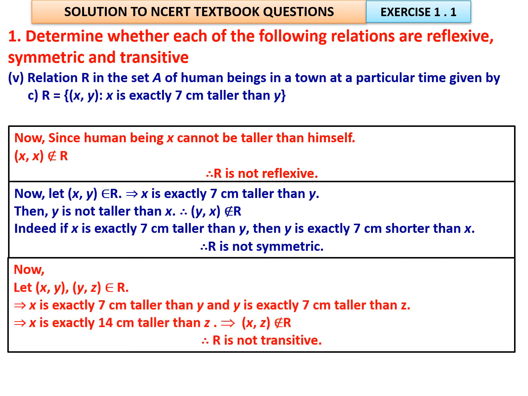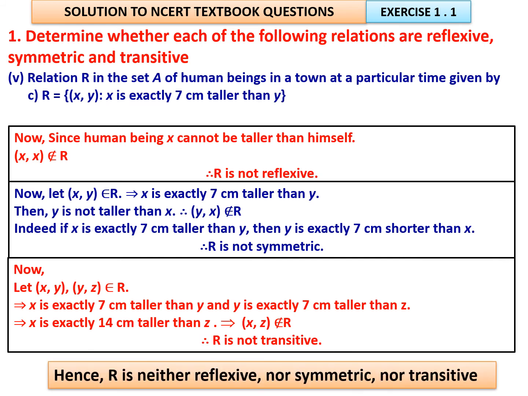Okay. Transitivity. X is exactly 7 centimeter taller than y. Y is exactly 7 centimeter taller than z. But now we get a very interesting idea. X is taller than z, there is no doubt. But is he exactly 7 centimeter taller? No, he is exactly 14 centimeter taller, because 7 plus 7. He is 7 centimeter taller than y, but y is 7 centimeter taller than z, so z is the shortest person by 14 centimeter. Therefore it is not transitive. But this is a problem where it is not reflexive, nor symmetric, nor transitive.